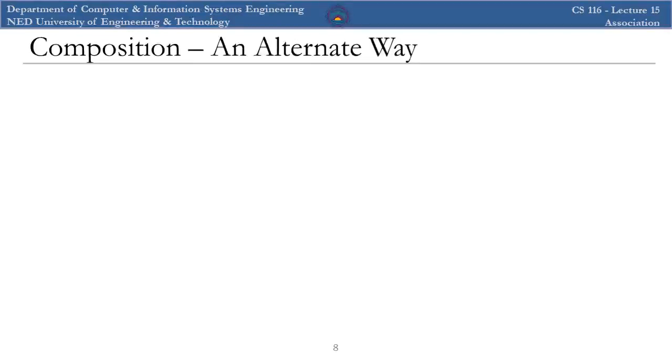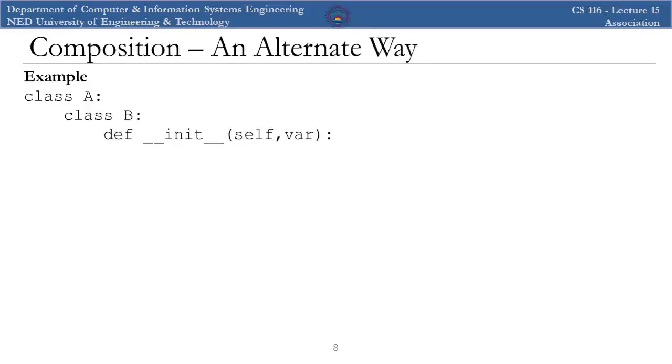Now let me show you one more way for defining composition. Last time when we were doing composition, what we did, we defined class B as a separate class, and then we defined another class, class A, and we instantiated an instance of class B type within class A. The alternate way is that you can define that class B within class A as well. So in this example, I will not define class B first. I'll define class A, and within class A, I am defining class B. So here class B's definition is also part of class A.